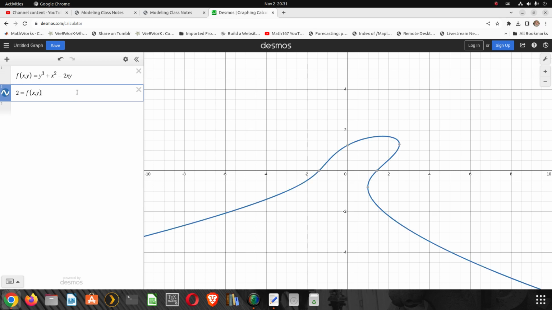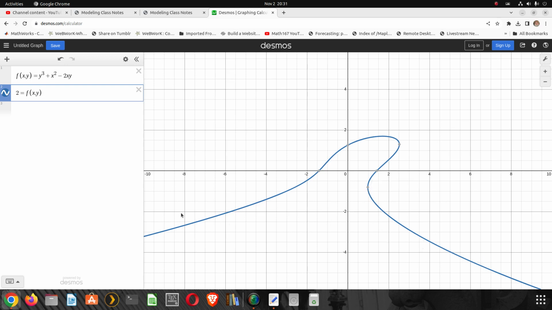What you're seeing on the screen here is the result of f of x, y equals c. I just want to emphasize that the result of f of x, y equals c is a curve in the plane. In particular, you might notice that this is not a function, because it does not pass the vertical line test. And so I wonder if we can differentiate such a thing.